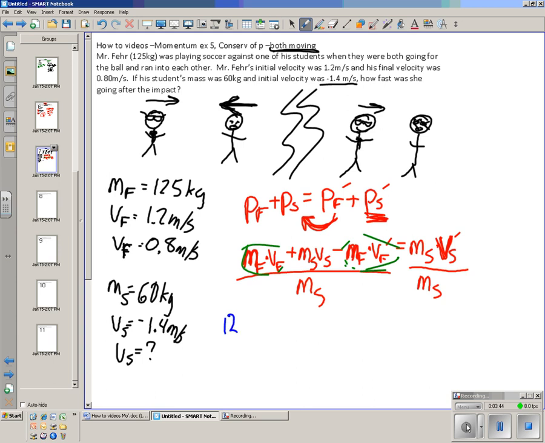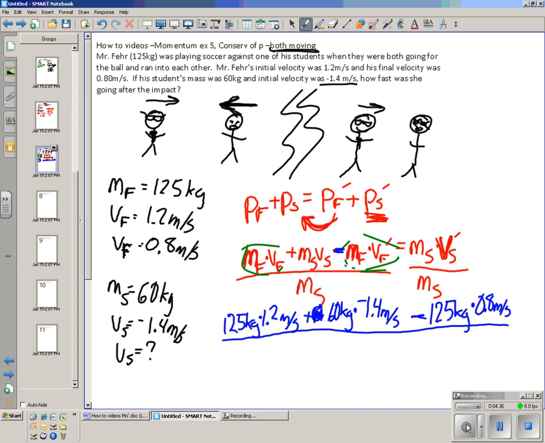We have 125 kilograms is the mass of Fair times the initial velocity of Fair, which was 1.2 meters per second, plus mass of the student, which was 60 kilograms, times the initial velocity of the student, which was negative 1.4 meters per second, and then minus, because of this minus sign right there, mass of Fair, which was 125 kilograms, times Fair's final velocity, which was 0.8 meters per second, all of which, the whole thing, is divided by mass of the student, so that's 60 kilograms, and that is equal to, almost running out of room, this equation's so big, final velocity of the student.